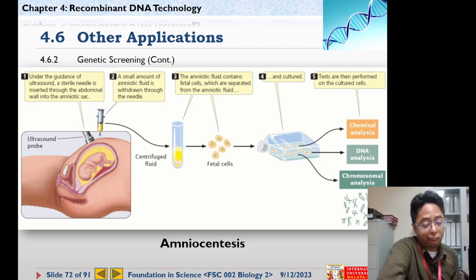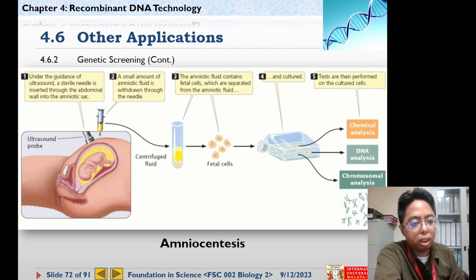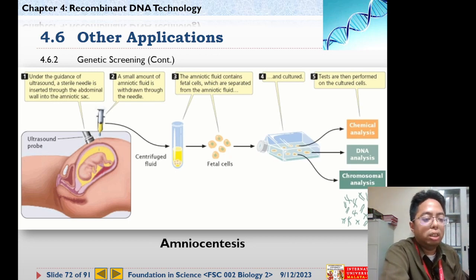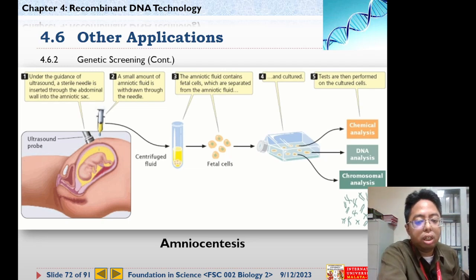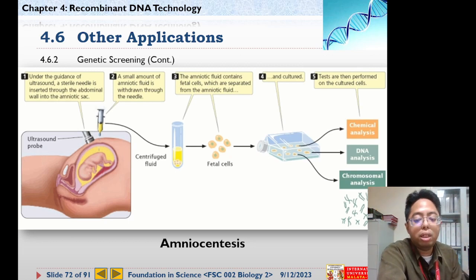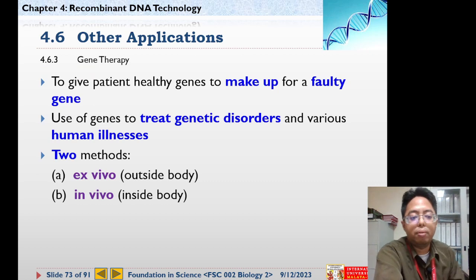So you can see here, this is how genetic screening would take the sample. Under guidance of ultrasound, a sterile needle is inserted through the abdominal wall into the amniotic sac, and then amniotic fluid is withdrawn into the needle. In this liquid surrounding the baby, there might be cells from the baby itself, the fetal cells. We culture the cells and we test the cells: chemical analysis, DNA analysis, and chromosomal analysis.